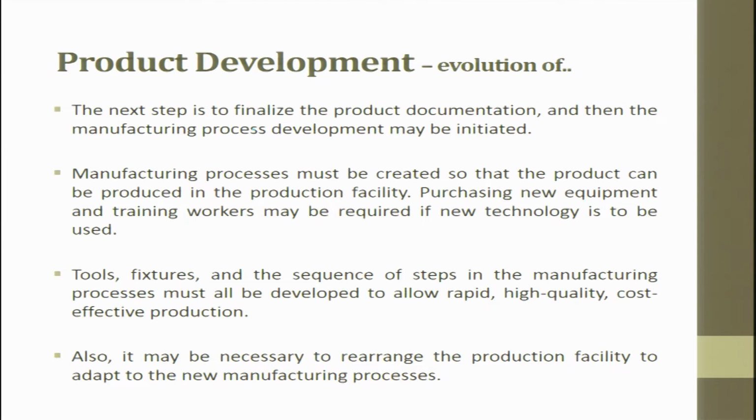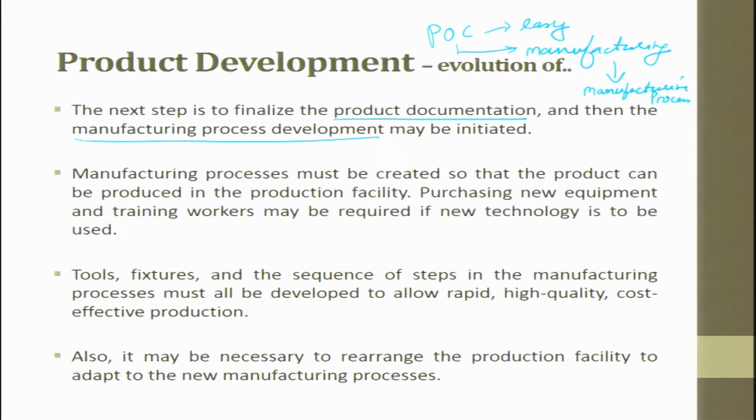The next step is to finalize the product documentation, and then the manufacturing process development may be initiated. Until you fix the specification, you can't start the manufacturing process development. POC, proof of concept, is, I would say, easy. Next, when you move into manufacturing, you will have a huge challenge. And in manufacturing, the biggest challenge is the manufacturing process decision.